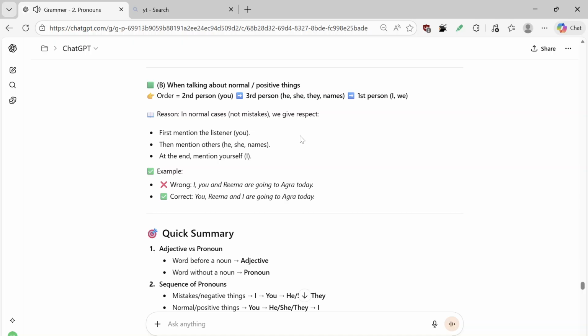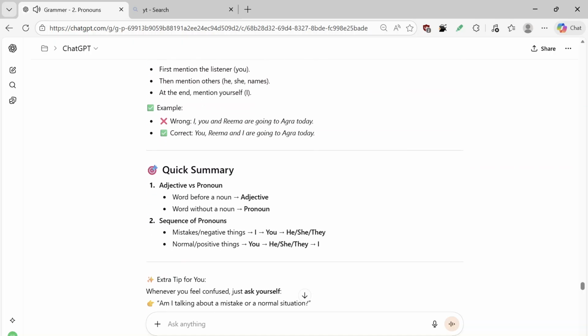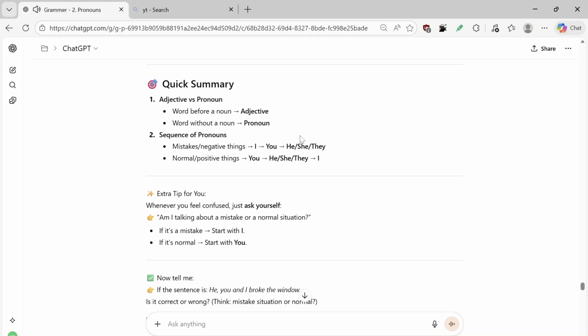Quick summary. 1. Adjective versus pronoun. A word before a noun is an adjective, a word without a noun is a pronoun. 2. Sequence of pronouns. Mistakes, negative things: I, you, he, she, they. Normal, positive things: you, he, she, they, I.